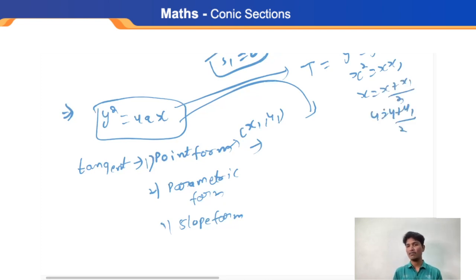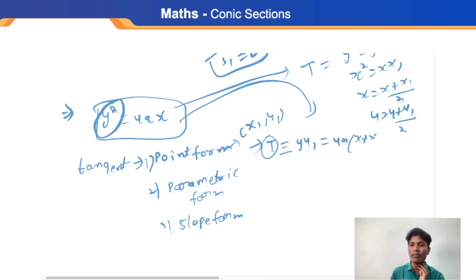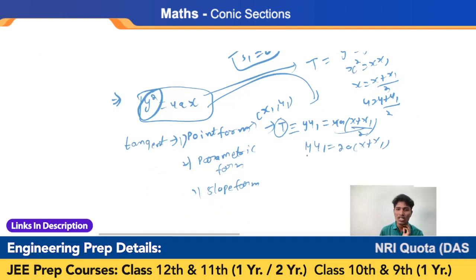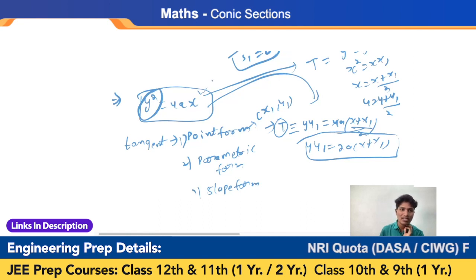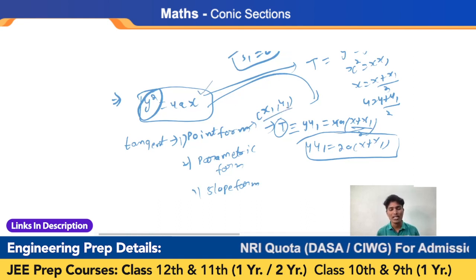If I take these, that is x, y, x square and y square, I can find the tangent equation. So the tangent equation T equals 0: simply substitute, y square becomes y y1, equal to 4a into (x plus x1) by 2. That is, y y1 is equal to 2a into (x plus x1). So this is the equation of the tangent for y square equal to 4ax at the point x1, y1.